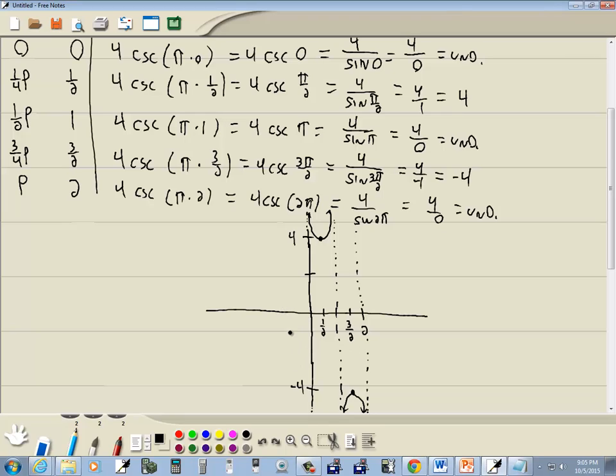And as this repeats, you get something like that. And then I'm eyeballing it here. Something like that. And that would be our graph.